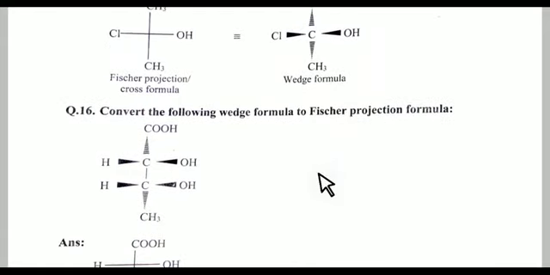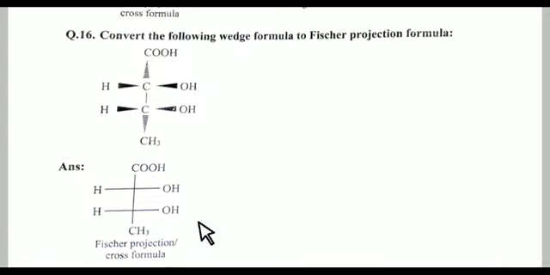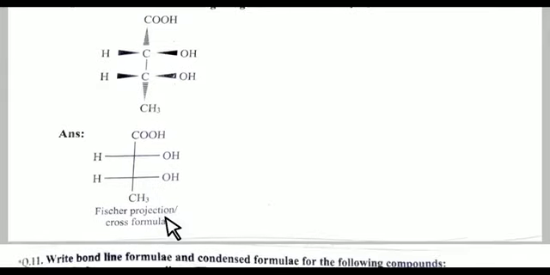Now the next question is: convert the following wedge formula to Fischer projection formula. As we have seen, the Fischer projection formula is nothing but a cross formula, and this is the wedge formula. So we can easily convert the wedge formula into a cross formula or Fischer projection formula. See here, this is the conversion, as you have seen on your screen. This is question number 3.